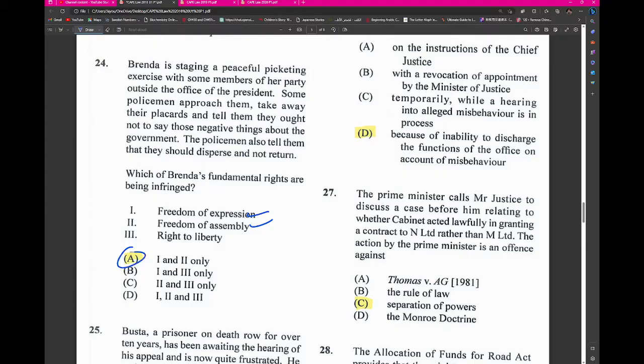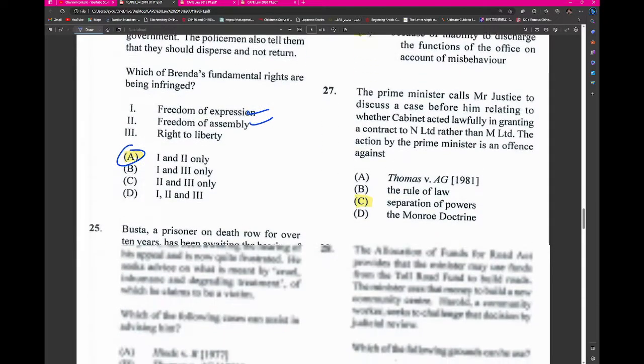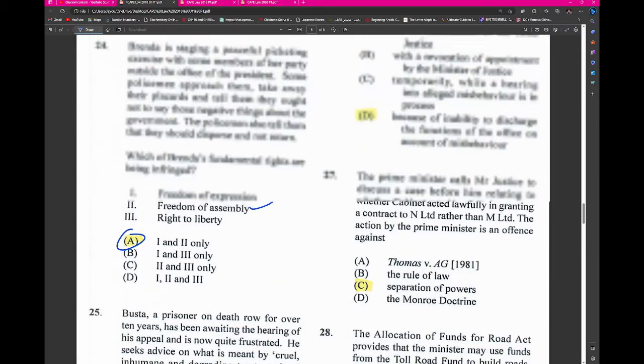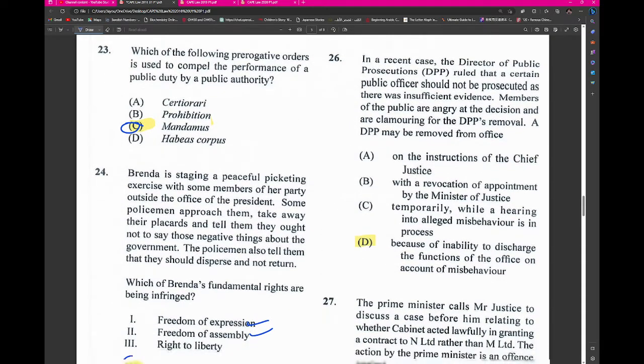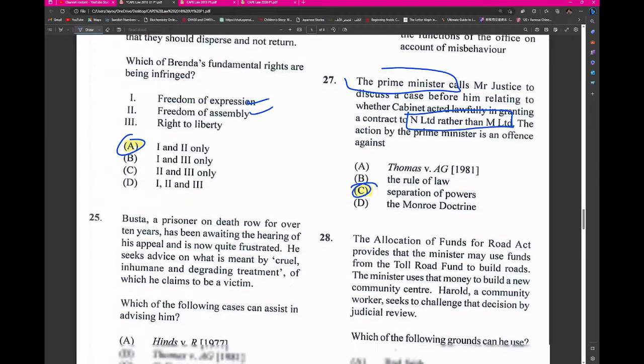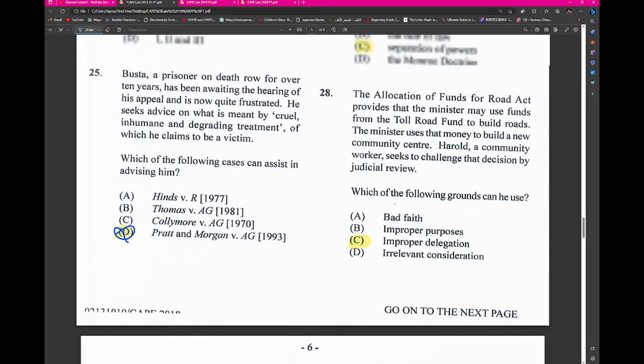I notice that some of these names just bring back the cases. Buster was Pratt and Morgan. This was in discharge of functions, so we're looking at this for the DPP's dismissal. Prime Minister calls Mr. Justice. No. The Prime Minister is a member of the executive. He shouldn't be fiddling with legal cases or judicial matters. So we shall pause.